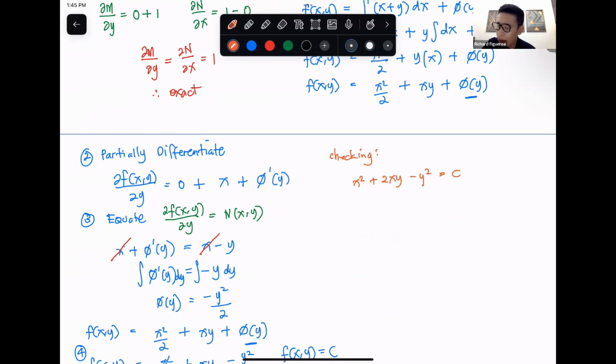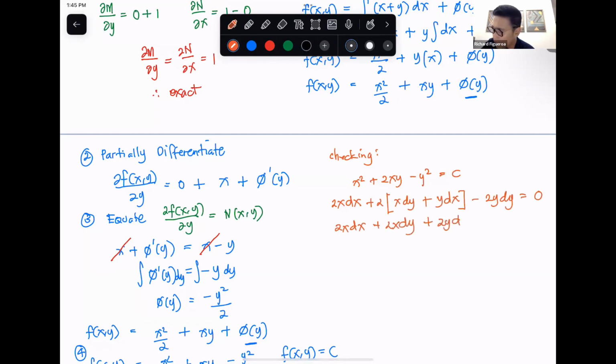So how do we derive this? Derivative ng x squared, that would be 2x dx. Derivative of 2xy, that would be plus 2. We use product rule. Ang u natin is x, derivative ng y is dy, and plus y, derivative ng x, that is dx. And minus y squared will be 2y dy is equals to, derivative ng constant, 0. So this would be 2x dx plus 2x dy plus 2y dx minus 2y dy is equals to 0.